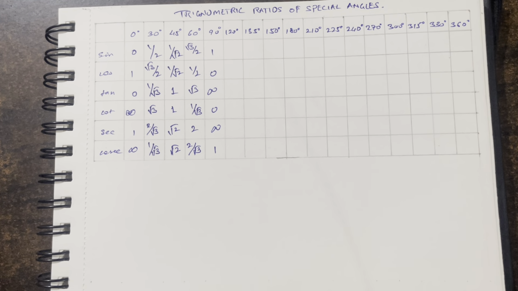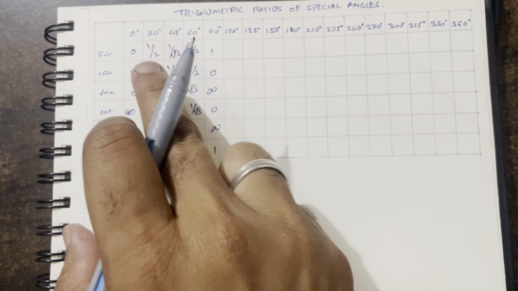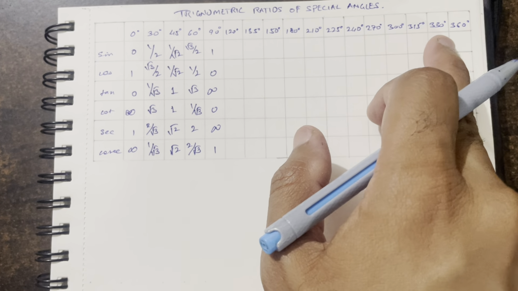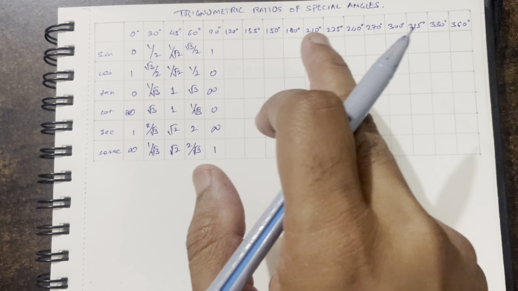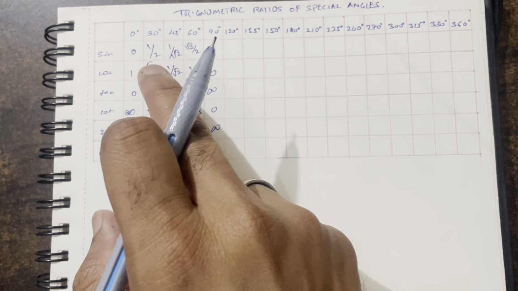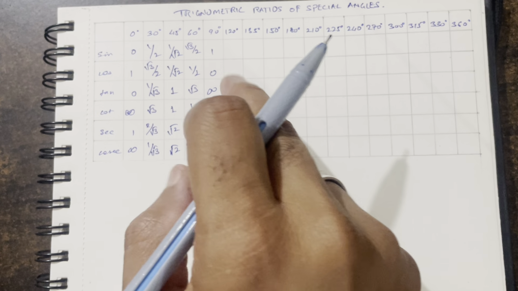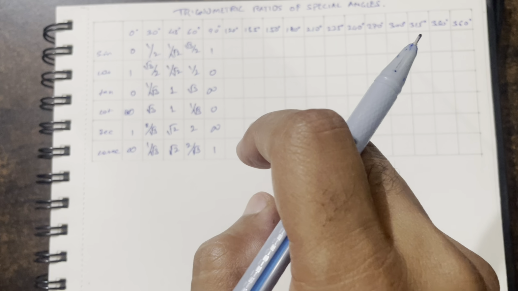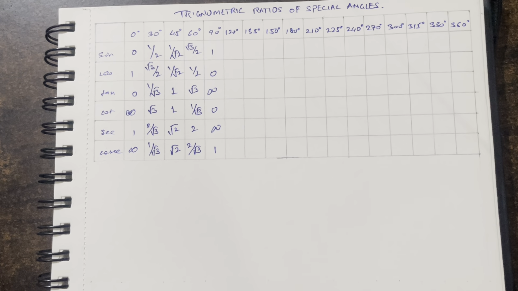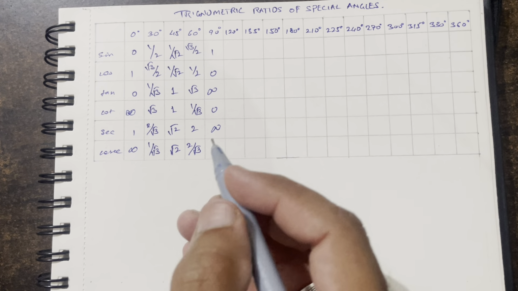Hey friends, welcome back. In this video we are going to be learning trigonometric ratios of special angles all the way from 0 to 360 degrees. So this is the trigonometry table for angles between 0 and 90. You can watch one of my previous videos to learn how to construct these. So let's continue from here.